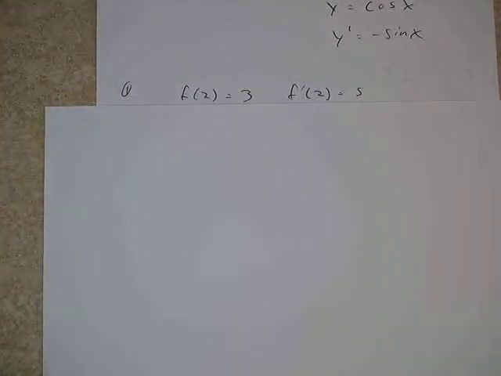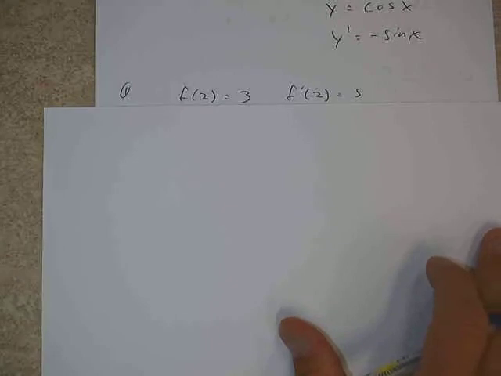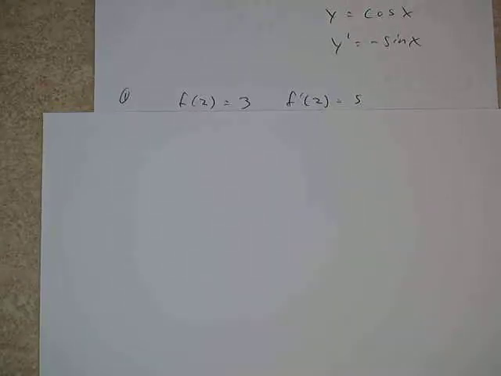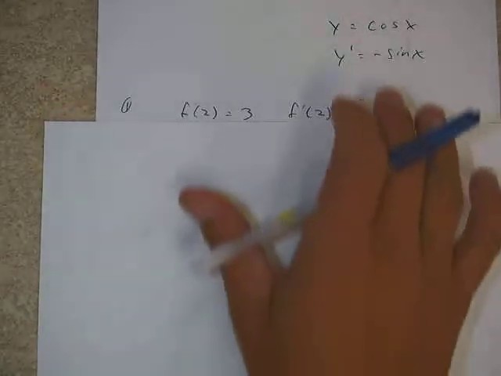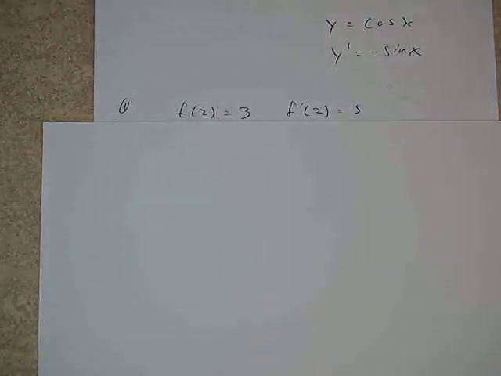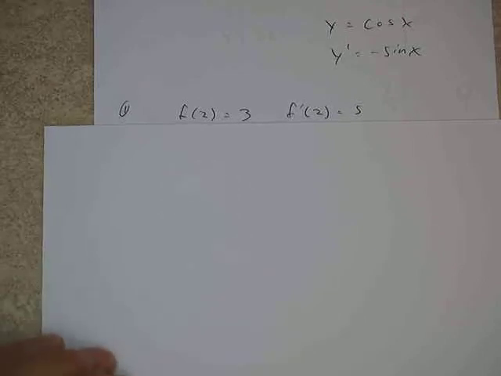If you look at the information that I have here, this actually comes from number 1 on page 101. It tells us that the function has a value of 3 at x equals 2, and the derivative at 2 is equal to 5. And our issue here is to find the equation of the tangent line.